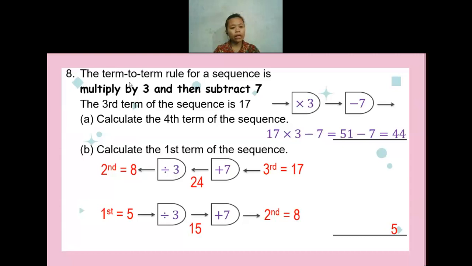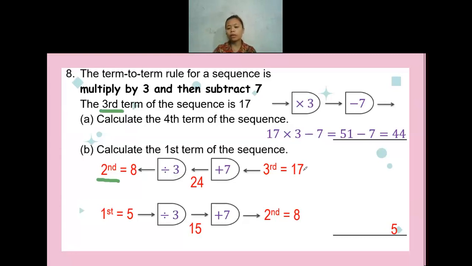For question 8b, calculate the first term of the sequence. From the question, we already have the third term. The third term is equal to 17. The previous term before the third term is the second term. So I'm using the function machine to find the second term. Because we have to find the previous one, or the input, we do the inverse or the opposite. The opposite of minus 7 is plus 7. Times 3 becomes divided by 3.